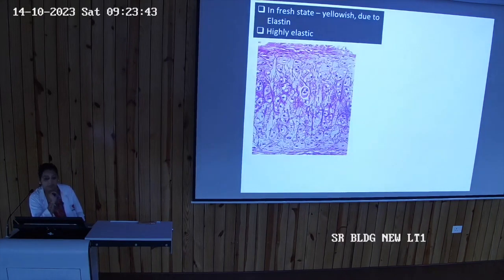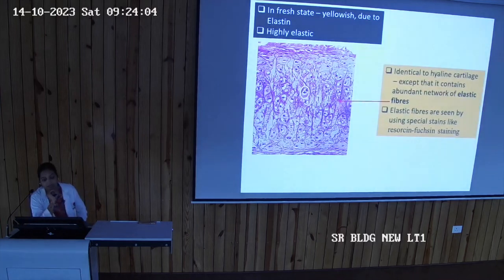Now this is the appearance of elastic cartilage. Is it similar to or different from the hyaline cartilage? Different. First of all, the elastic fibers are so visible here, they create a meshwork in between the cells. Yes. So in the fresh state, these appear yellowish. They are highly elastic. Identical to hyaline cartilage except that it contains an abundant network of elastic fibers. Elastic fibers are seen by using a special stain known as resorcin fuchsin.